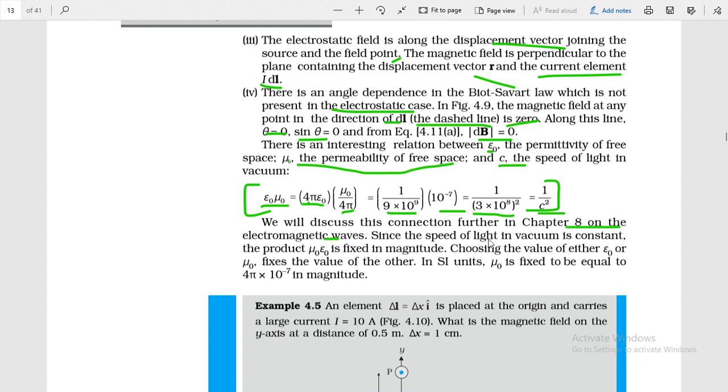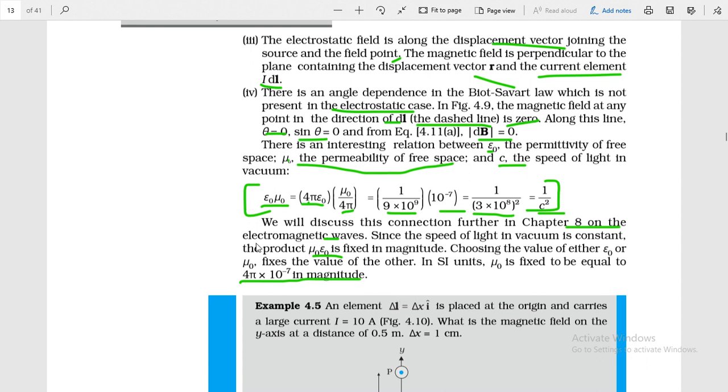Since the speed of light in vacuum is constant, the product is fixed in magnitude, and choosing the value of either epsilon naught or mu naught fixes the value of the other. Since the SI unit of mu naught is fixed to be equal to 4 pi into 10 to the power minus 7 in magnitude, these are something about this product, and I hope you understand.